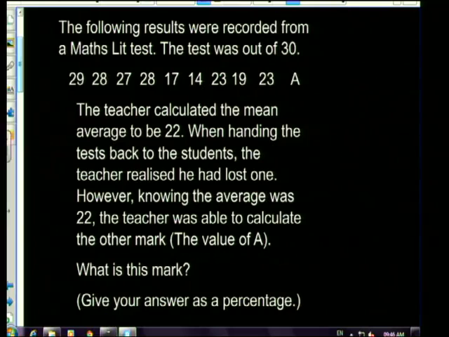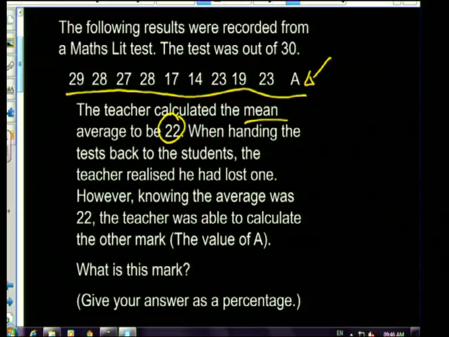The following results were recorded from a maths lit test. The test was out of 30. The marks were 29, 28, 27, 28, 17, 14, 23, 19, 23, and then another mark. The teacher calculated the mean average to be 22. So the mean is 22. When handing the test back to the students, the teacher realized he'd lost one. However, knowing the average was 22, the teacher was able to calculate the other mark, or in this case, the value of the mark. What is this mark? Give your answer as a percentage.